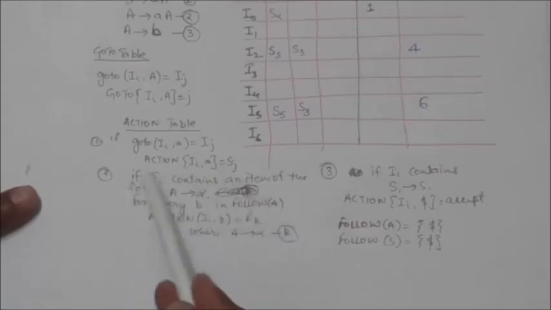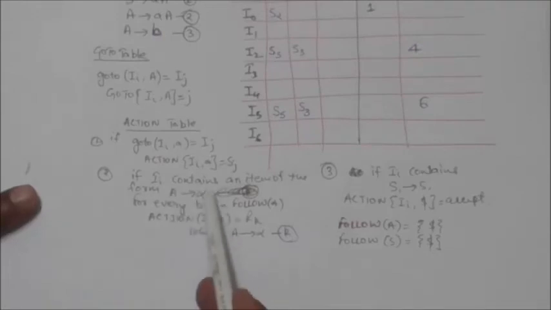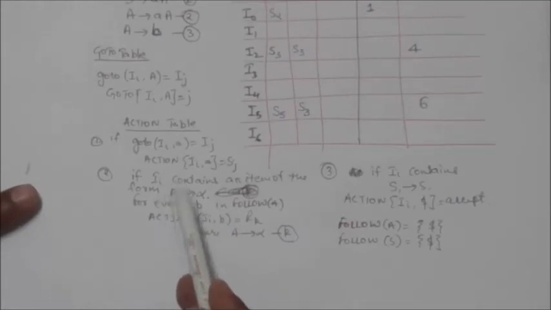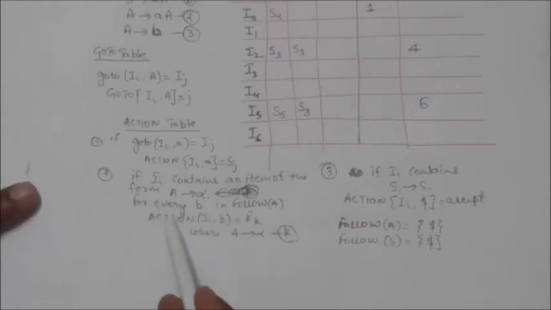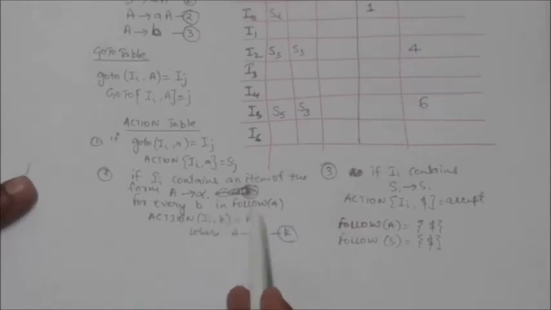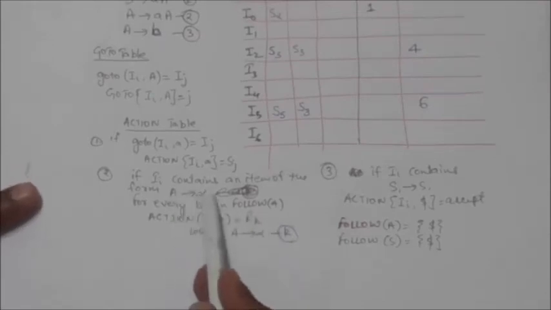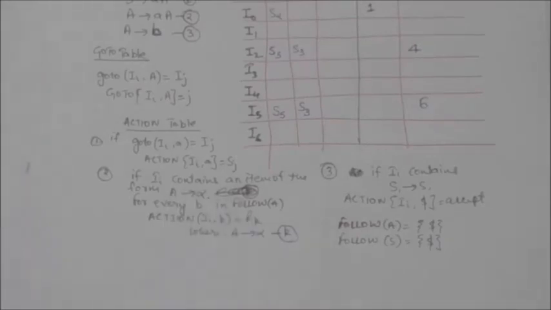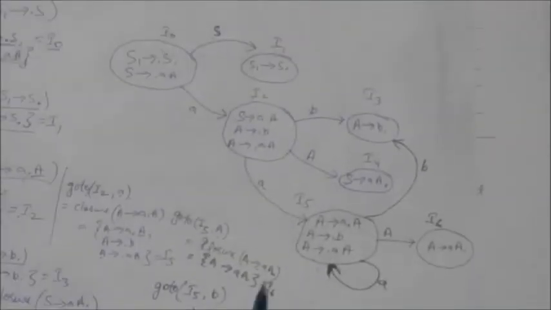So according to this rule, if the state Ii of the DFA contains an item of the form A derives alpha dot, then I need to find the follow of A, and for every terminal symbol B in follow of A, in the action table at the row labeled by Ii and column labeled by terminal symbol B, I need to write Rk, where K is the number of this production rule, A derives alpha. It will be clear when we apply this rule.